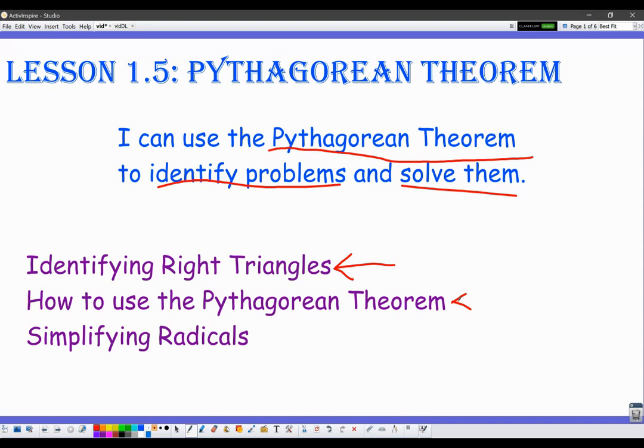Then we're going to talk about how to use the Pythagorean theorem to solve these problems. And finally, we'll look at how to simplify radicals, which is something we'll need to do if we end up getting an answer that is not a whole number, like a decimal. We'll look at how to simplify those radicals.